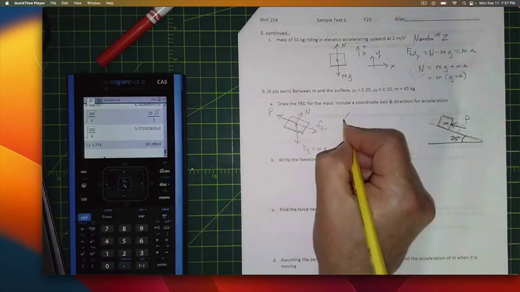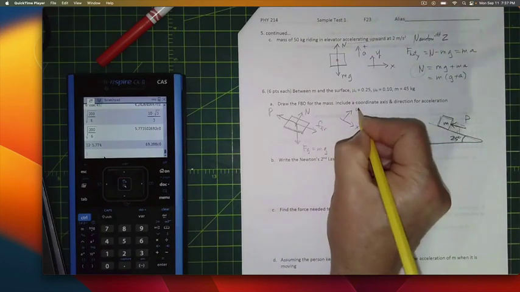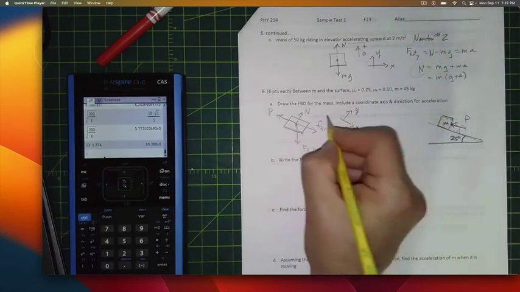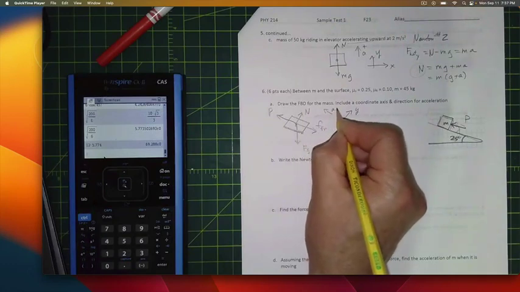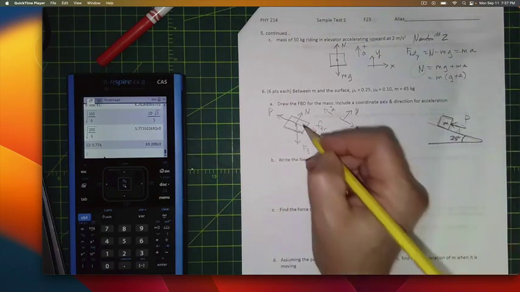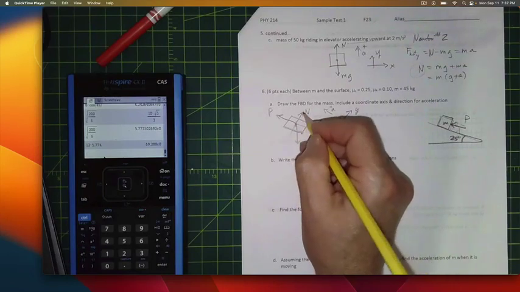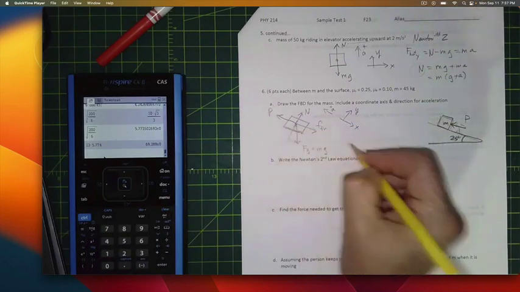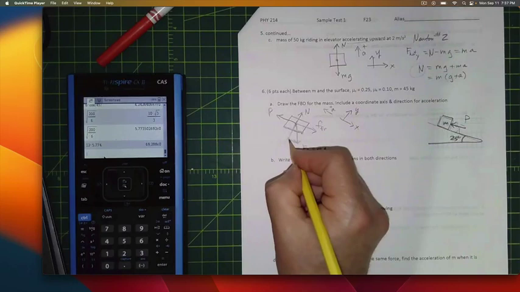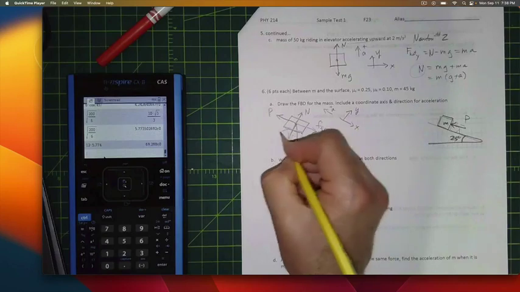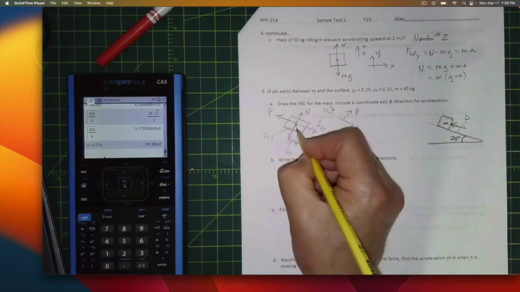We need our coordinate axes though. Let's just say x lined up with the slope, then y perpendicular, or lined up with the normal force, and we'll assume acceleration is up the hill. Hopefully the person's pushing hard enough to go up the hill. And F_G needs some components. We're going to need one that's perpendicular to the surface and one parallel to the surface. Parallel to the surface will be F_G in the x direction, and then F_G in the y direction is coming down. Again, the same argument we had before.